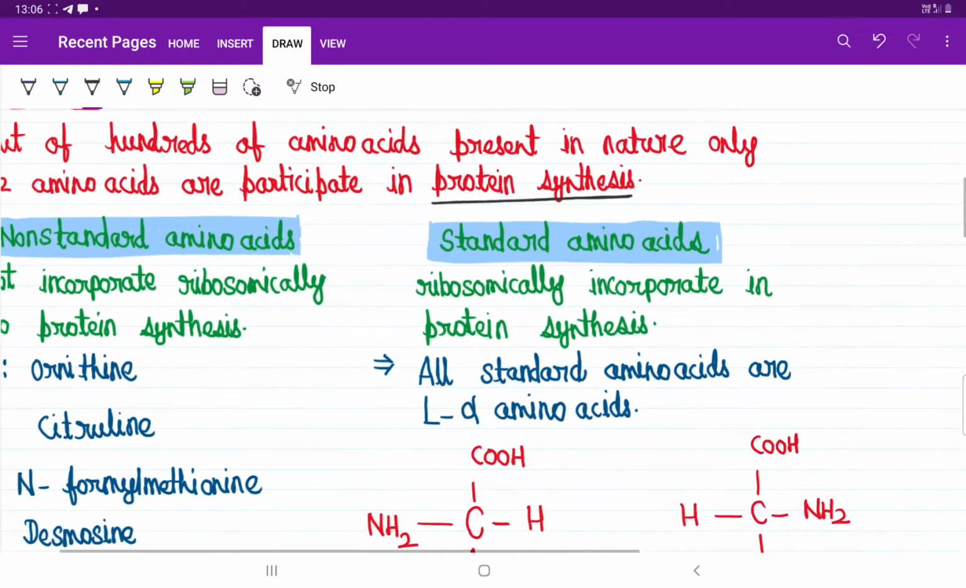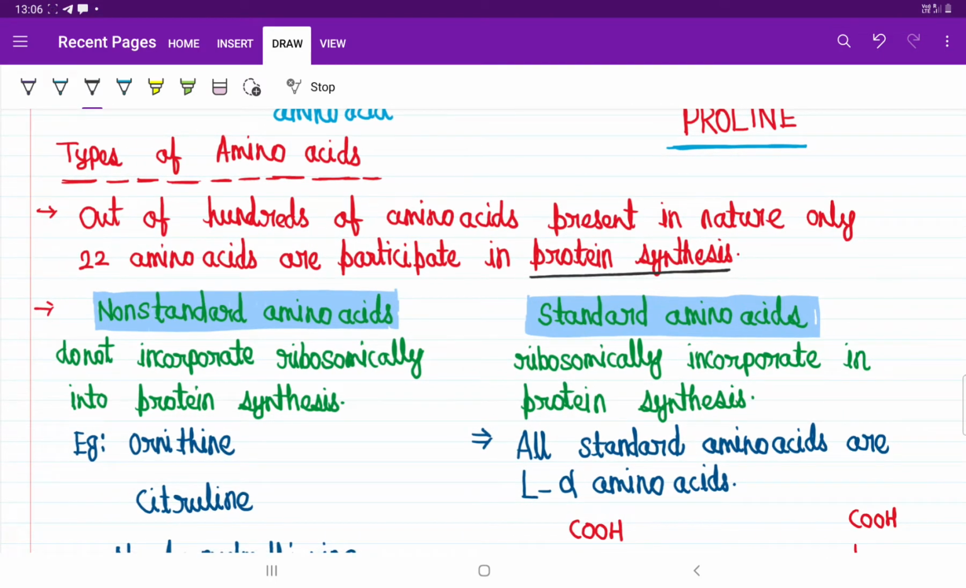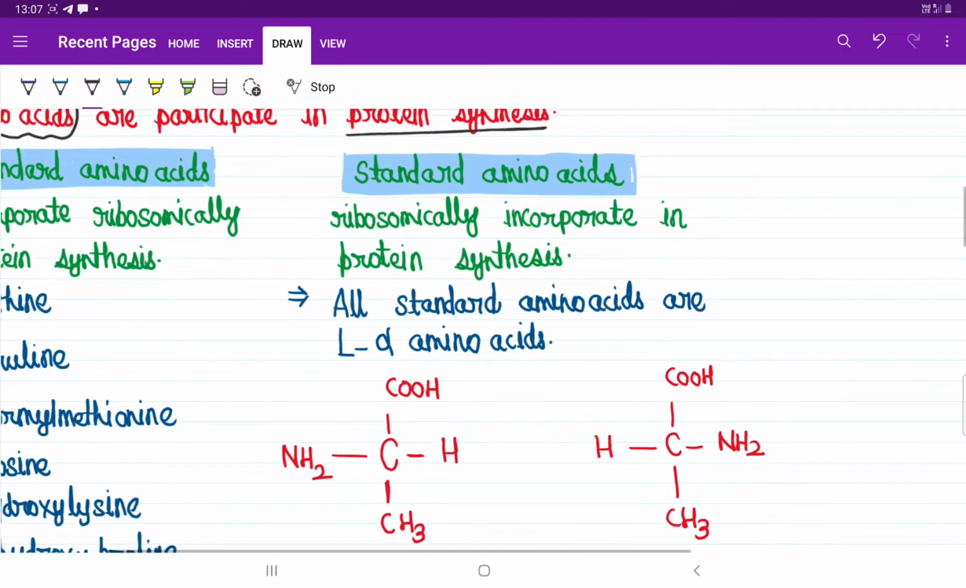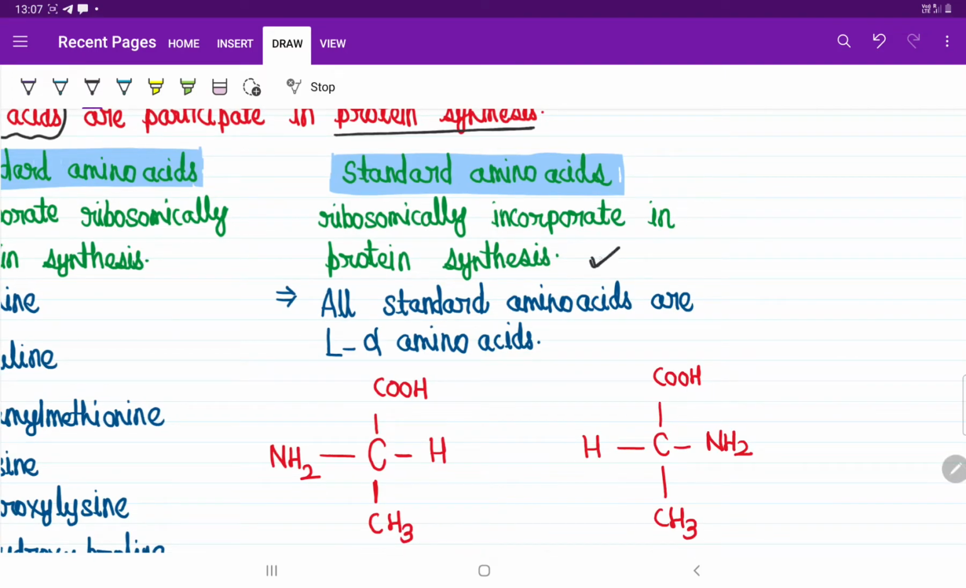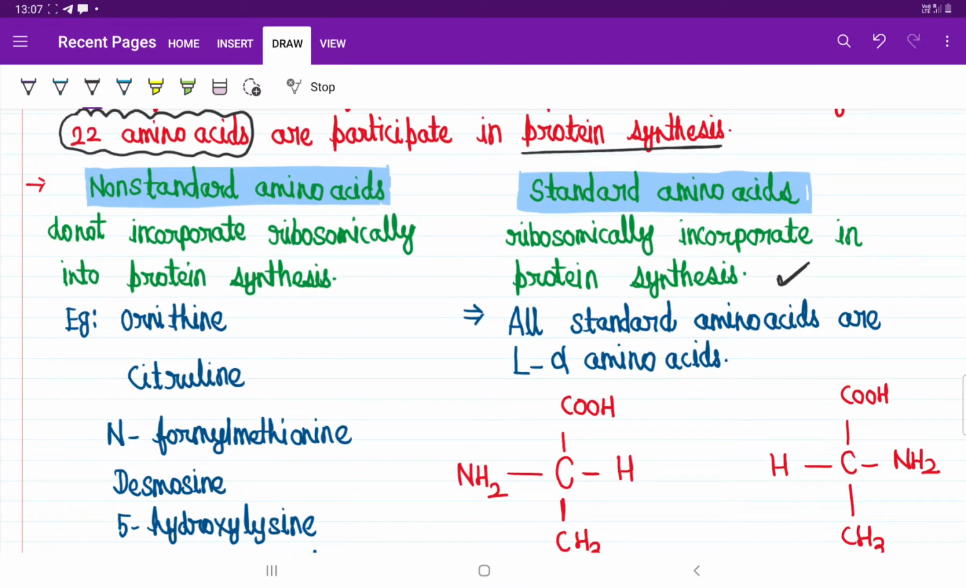In nature we have hundreds of amino acids, but of those hundreds, only 22 amino acids are incorporated by the ribosome in protein synthesis. The amino acids which are incorporated in protein synthesis by the ribosome are called standard amino acids, like glycine, alanine, proline and so on. And the amino acids which are not incorporated by the ribosome during protein synthesis are called non-standard amino acids.